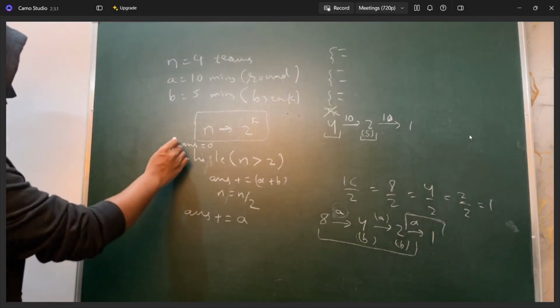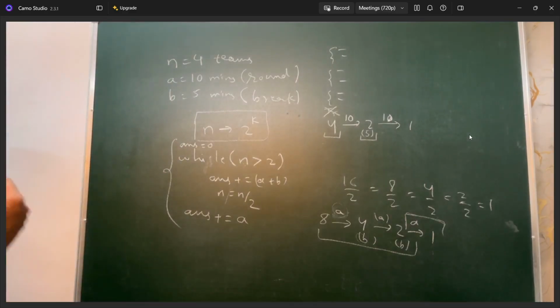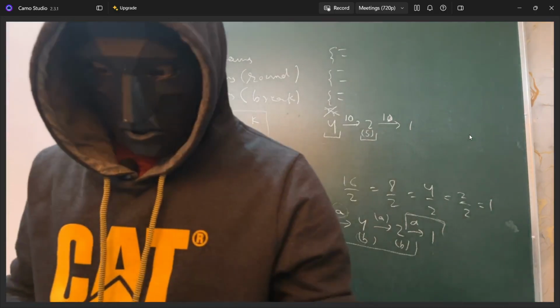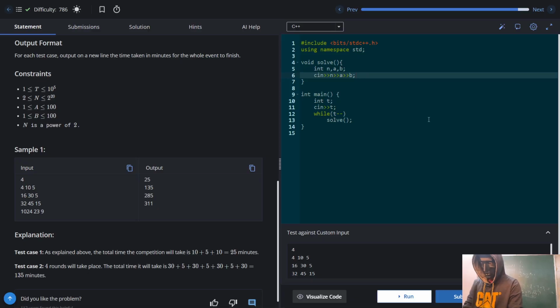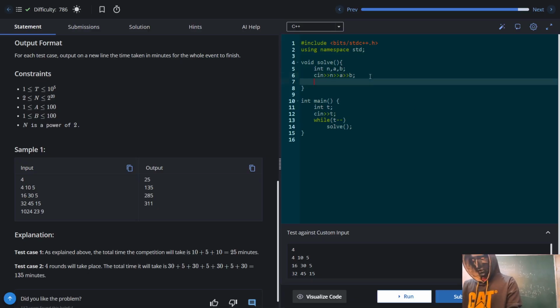So this is the pseudocode that we are going to implement. I think you guys are getting what I'm trying to say. And let's try to code it up. So we have taken n and this thing. Now let's take int answer equal to the time required for the entire event.